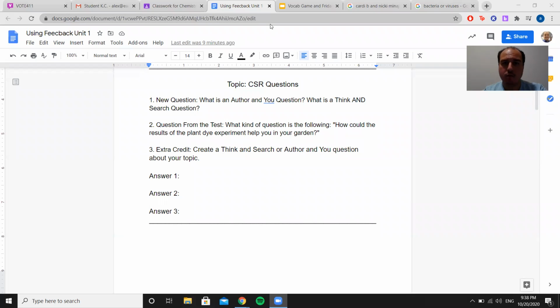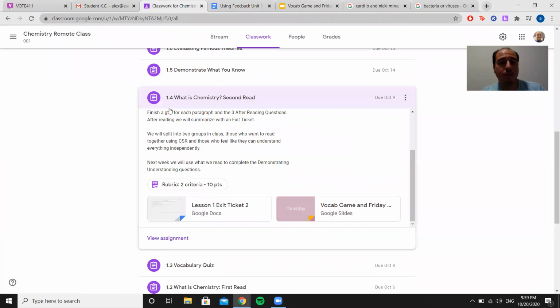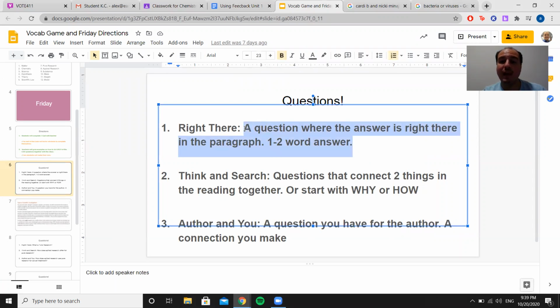Okay, so when using CSR questions, one of the first places I go is assignment 1.4, what is chemistry second read? There's a PowerPoint there, and in that PowerPoint, it gives you directions for our different questions for the CSR. Right there questions are questions where the answer is right there in front of you in the paragraph, 1 or 2 word answer. What color is George Washington's white horse?